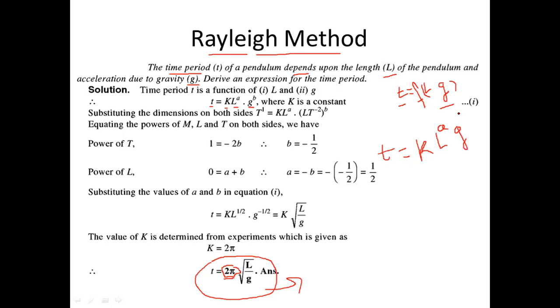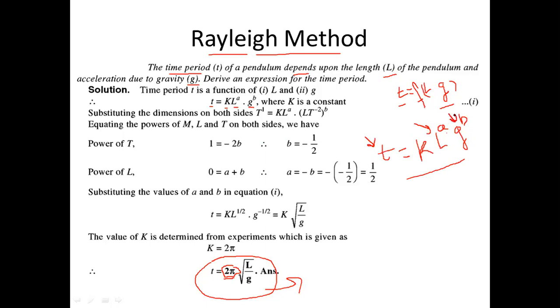So I will raise it to a random constant b. My task is to find the value of a and b. What is the value of a and b? That is what I want to find. So after doing this particular step, we will convert all the parameters into their fundamental dimensions.